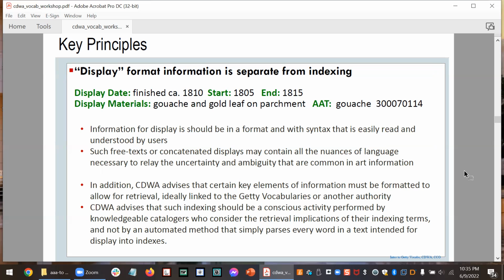Materials might be another place where you need a phrase to describe the gouache and gold leaf on parchment, and then index those terms with the AAT to find them again.